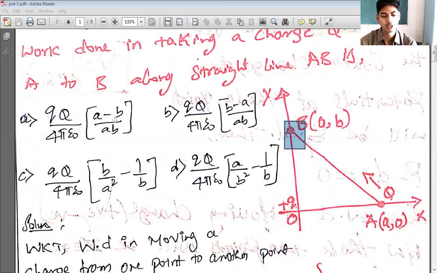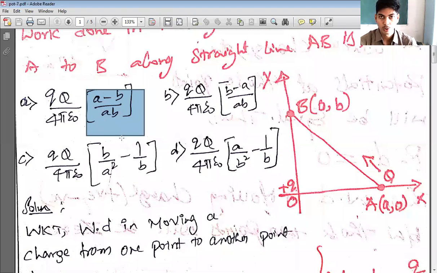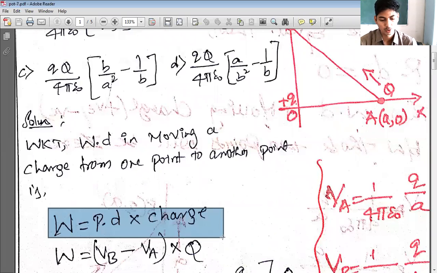10 minus 10 will be 0. 0 into anything will be 0. This is one way. If the distances of the points from the source charge are the same, if you just substitute that in this equation, the work done becomes 0. But you can also use this formula for finding out work done.